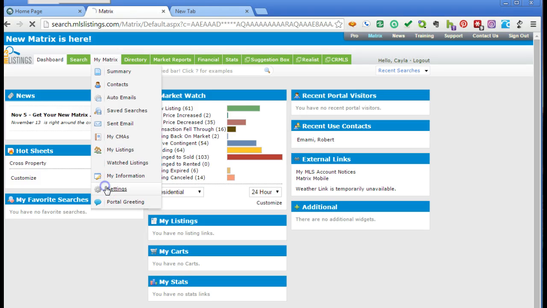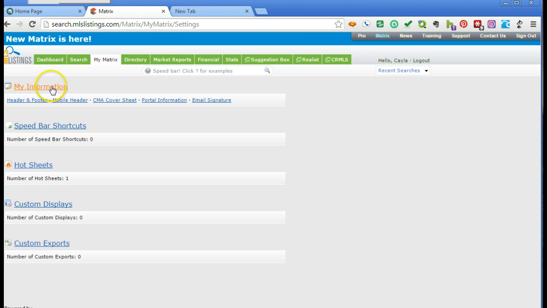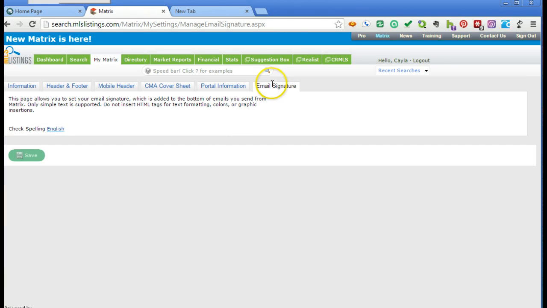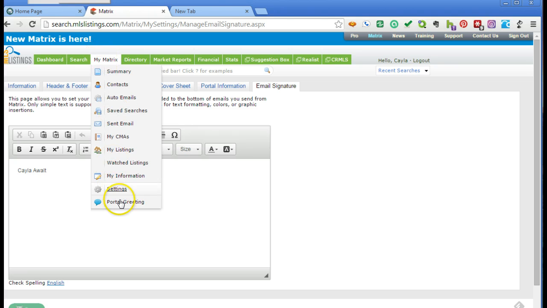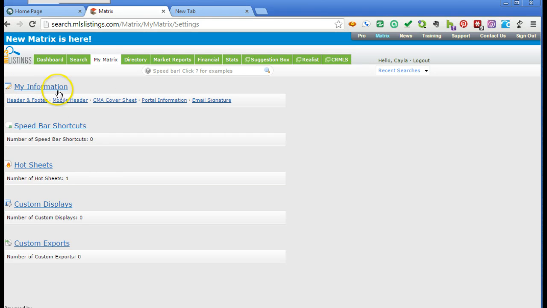And if you go down to settings, it gives you My Information. This is looking at it a little bit differently. The header and footer, the mobile header, which is a little bit different because mobile phones don't have as much space. CMA cover sheet. What does CMA stand for? I always thought it was the Country Music Awards. Comparative market analysis. And then you should also edit your email signature. Doesn't that seem like a good idea? So there are other things we could do here, but that's the big one, right? You want to go to settings and at least do the My Information. The rest of these things we'll work out at a different time.